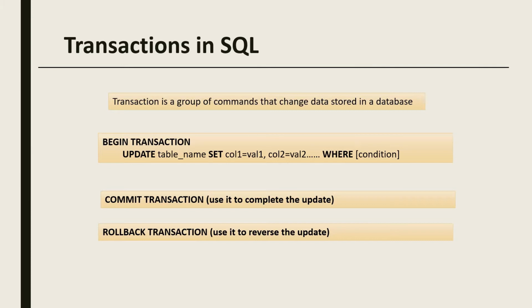Transaction in SQL. A transaction is a group of commands that can change stored data in the database. The syntax is BEGIN TRANSACTION, then UPDATE table name, SET followed by the column where we want to change the value, then WHERE is used to specify the condition. If we want to execute this update, we use COMMIT TRANSACTION, and if we don't want to execute it, we use ROLLBACK TRANSACTION. Suppose here I want to update the age of Robert to 35. Let's do it.